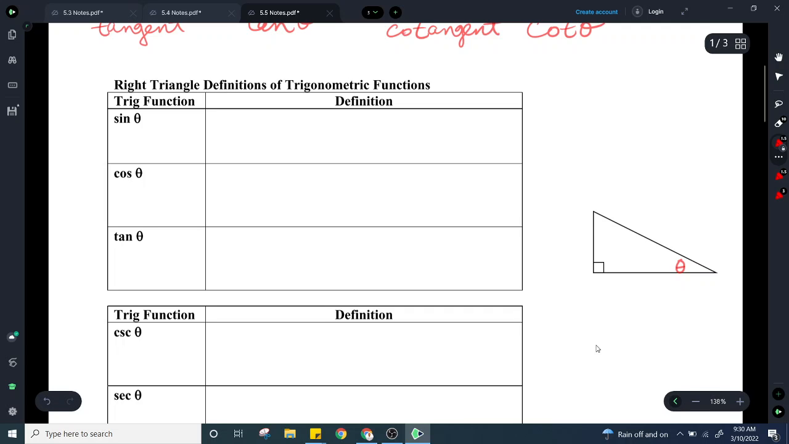Of course, we have our right angle. We know the hypotenuse is always across from the right angle. The side across from theta, the angle we're working with, we call that the opposite side. And then the side that's next to theta, that's obviously not the hypotenuse, we call that the adjacent side. I'm going to use ADJ for the abbreviation, adjacent. All right, so how do we define these 6 trig functions in terms of the triangle?